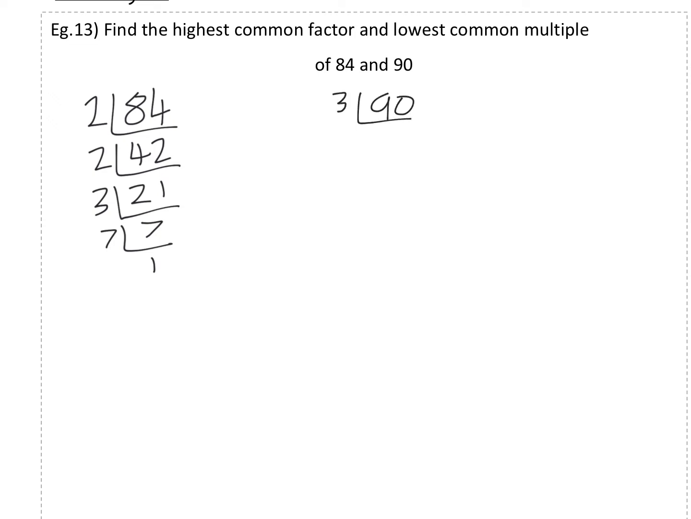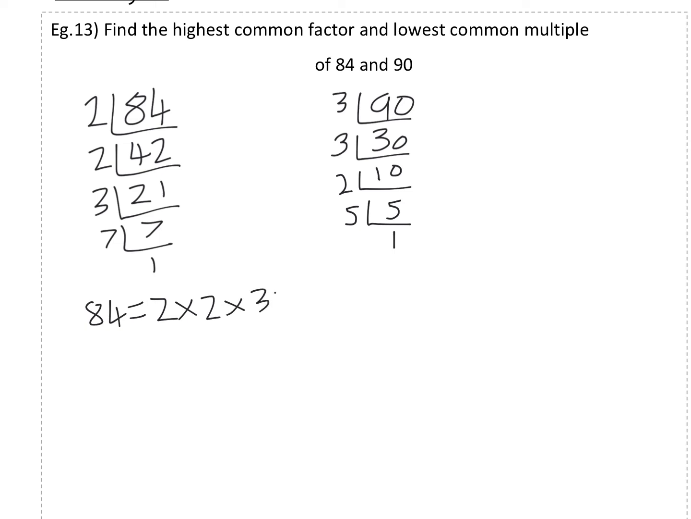Divide by 3 is 30. Divide by 3 is 10. I just chose 3 instead of 2 because I just thought it works nicely without much effort, instead of going into 45 if I divided by 2. Divide by 2 is 5, and divide by 5 is 1. So write these numbers as a product of their prime factors first before we go any further. 84 is 2 times 2 times 3 times 7, and 90 is 2 times 3 times 3 times 5.